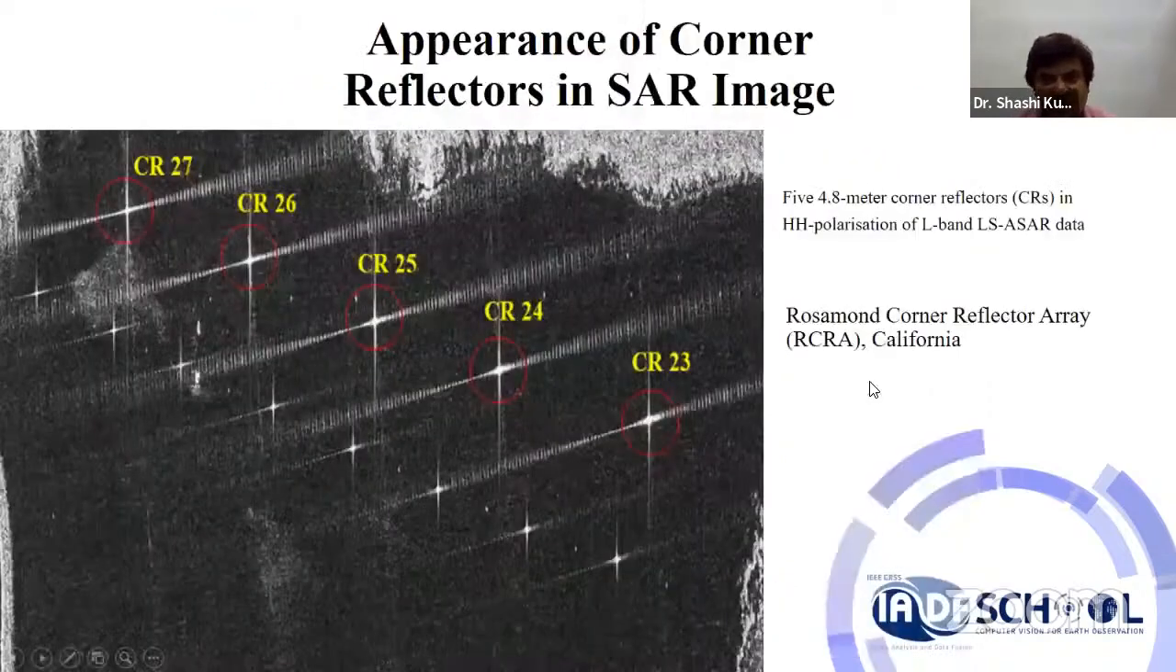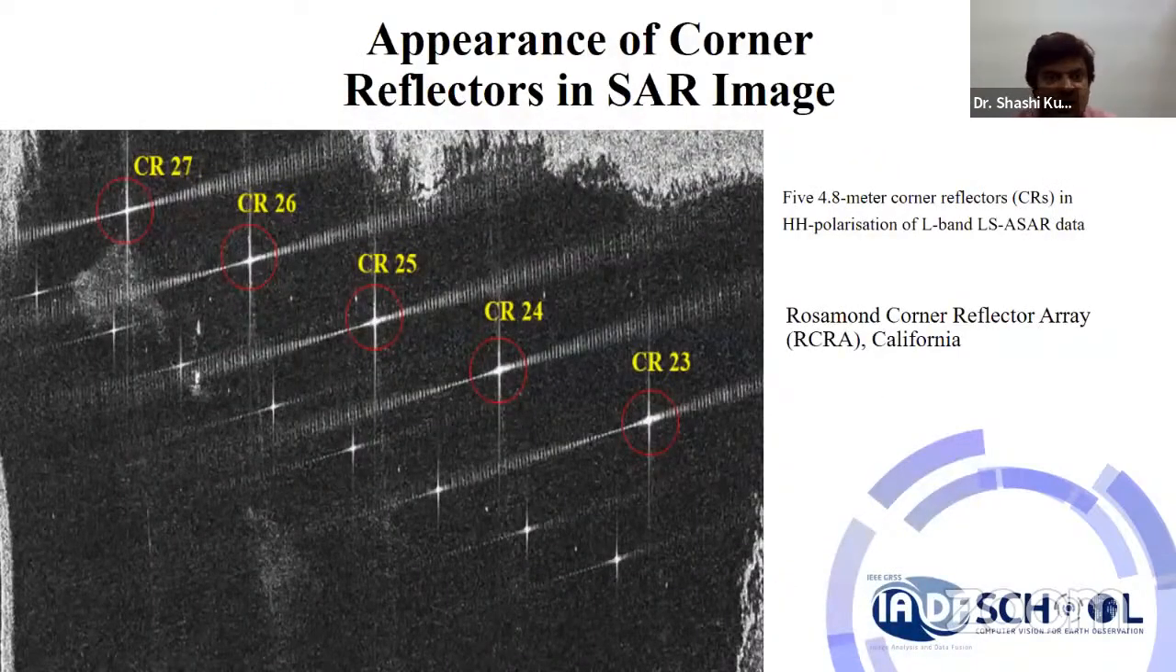But generally in the field, we are not getting the return from the corner reflector according to our expectation. Like here, you can see that there are several corner reflectors. These are corner reflectors number 23, 24, 25, 26, and 27. These are the corner reflectors with 4.8 meter side length.